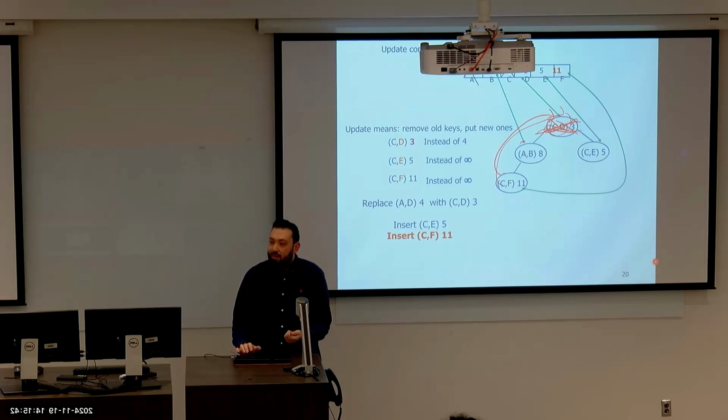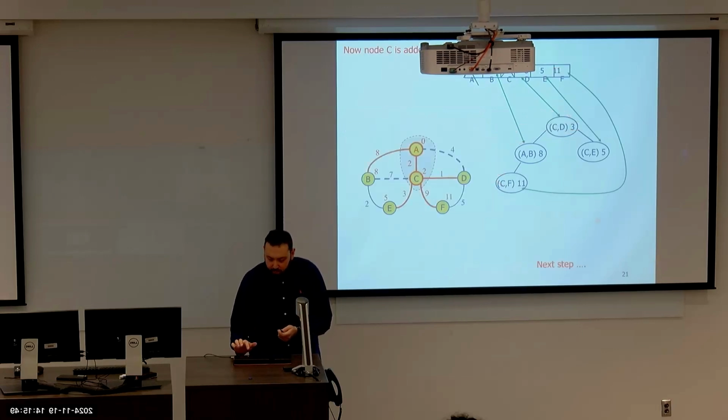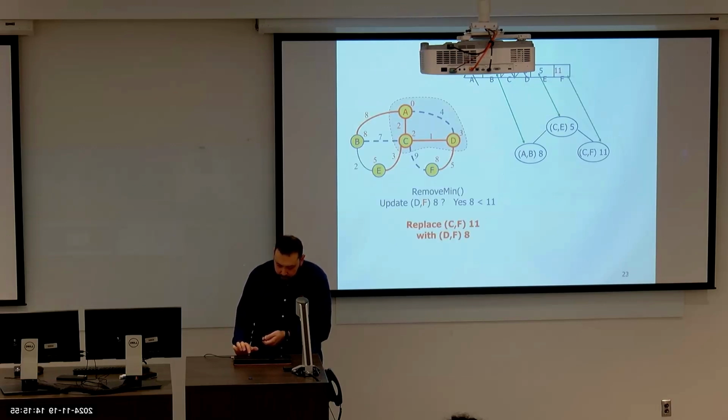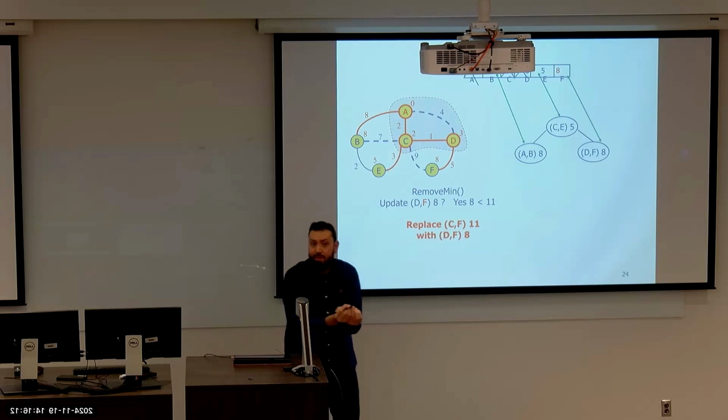Now, another thing that's going to cost me is when I update something. I'm not sure if it shows here, but let's say I'm updating, for example, here, CF was 11, correct? But now I'm going to update it with what? With 5 plus 3, with 8. So I updated with 8. In this case, nothing happened.